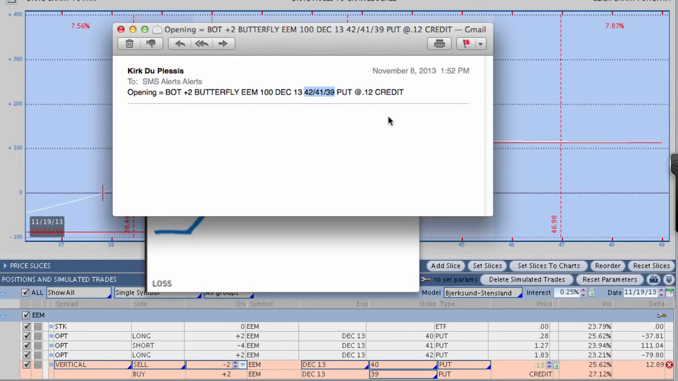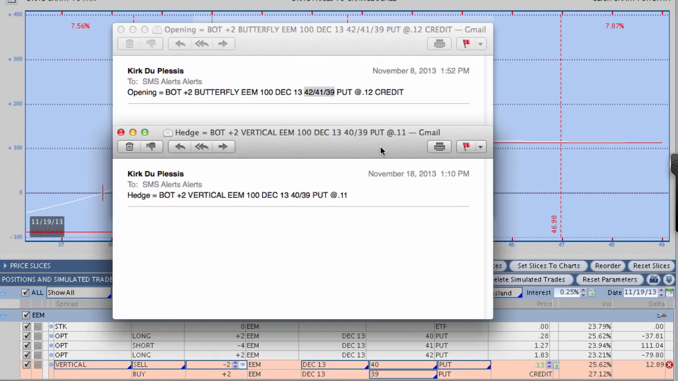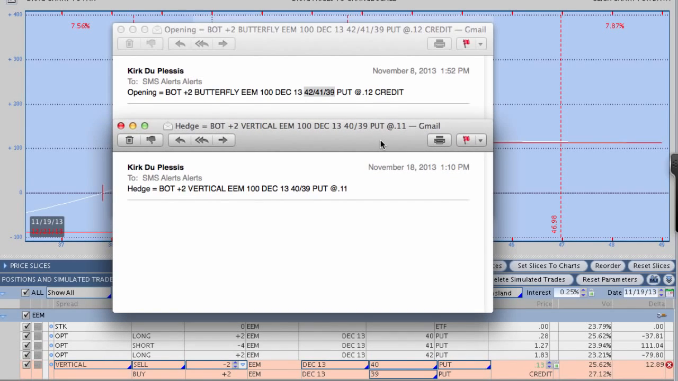But here's what happened. EEM started trading higher, so we bought back this embedded vertical that was missing. Remember, I keep talking about this missing strike price that you skip over with a butterfly. This is how you turn that broken wing butterfly into just a regular butterfly with total upside potential.